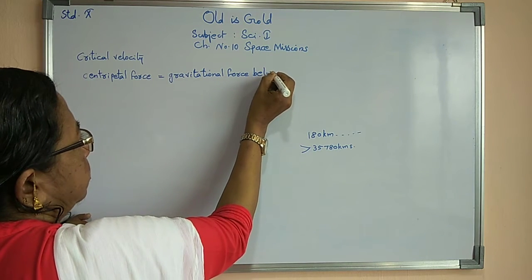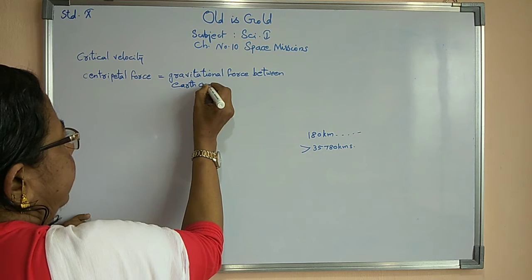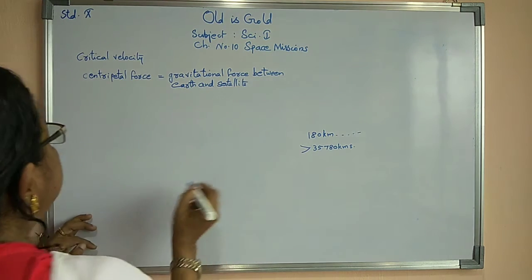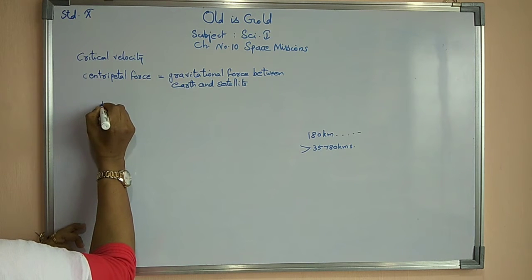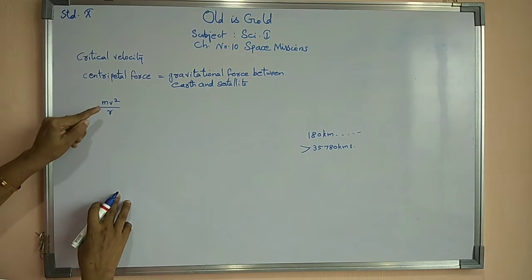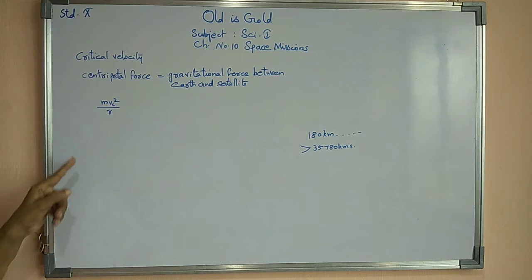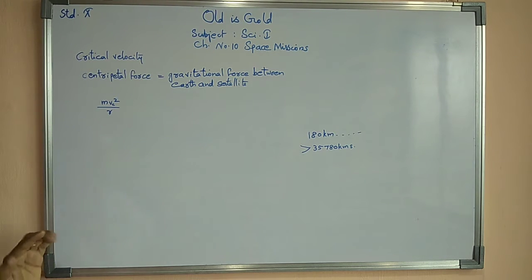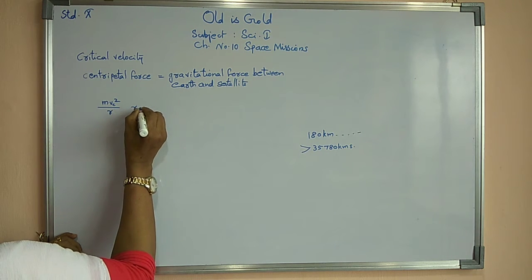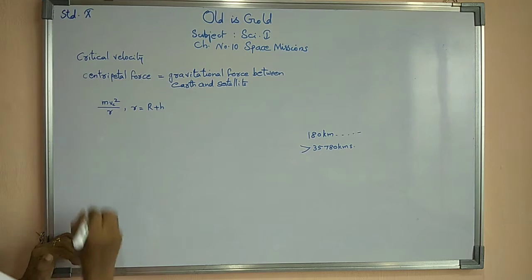between earth and satellite. Now centripetal force is equal to mv squared upon small r. This v means critical velocity. Because of that, it is mv squared upon r. Now this small r we can write as capital R plus small h.